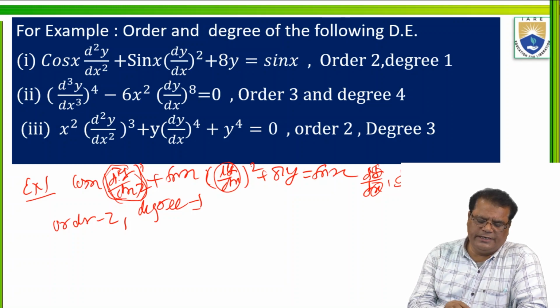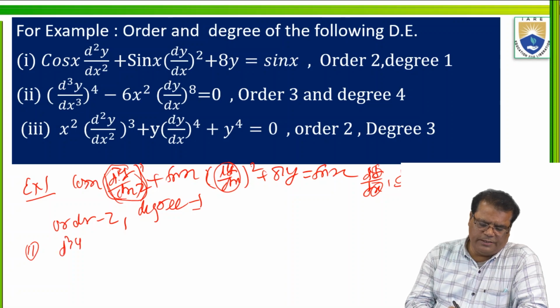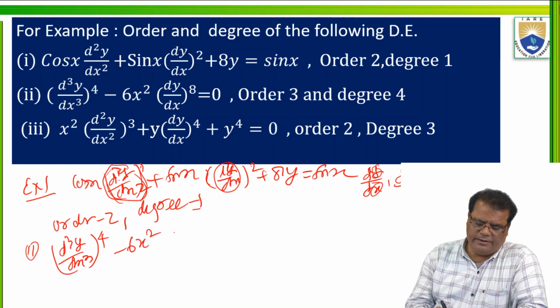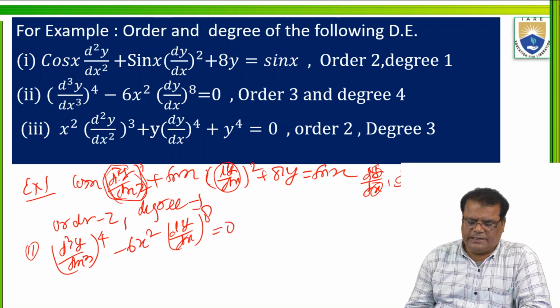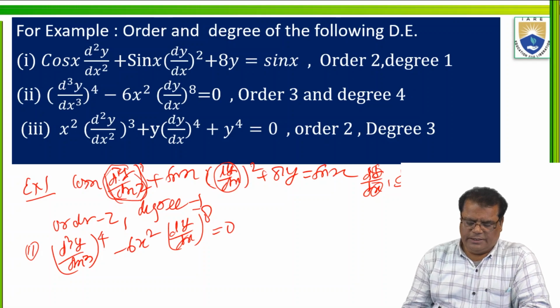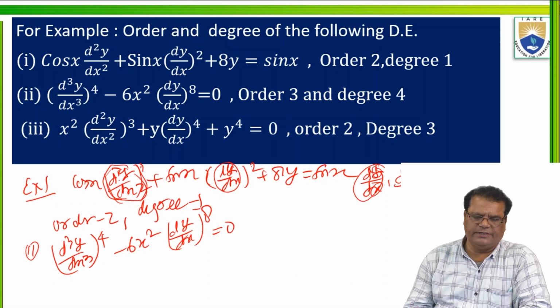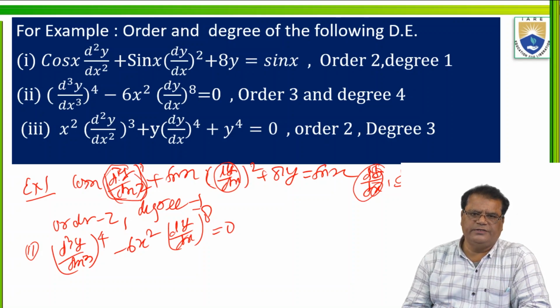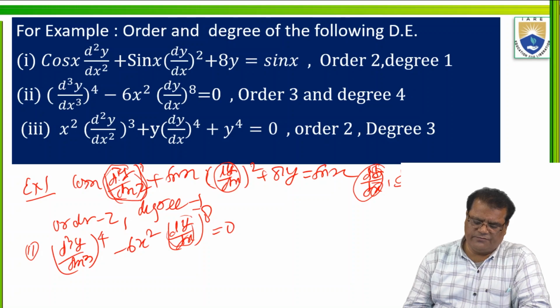Now the second example with a third derivative: d3y over dx3 whole to the power 4 minus 6x square dy over dx whole to the power 8 equal to 0. Now this is a very interesting question. There are only 2 terms. In the second term there is dy over dx only. dy dx is the first order differential coefficient, but the power is 8.